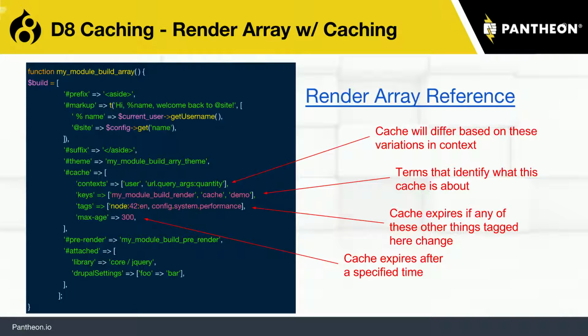means if this block is on a page that varies by user, this block has to be re-rendered and it cannot be cached because it's changed by user. Or if there's something in the URL query, that's what this one is specifically saying. If you find a certain item in the URL, that will also mean uncache this thing and re-render it.